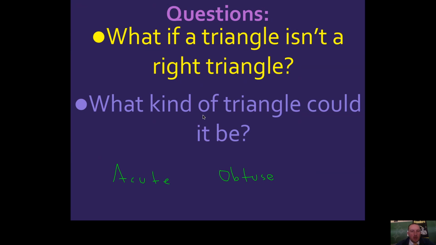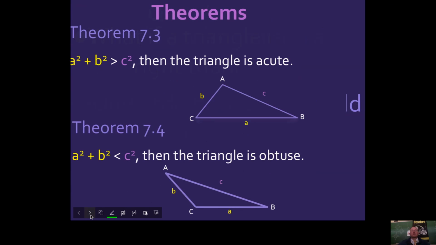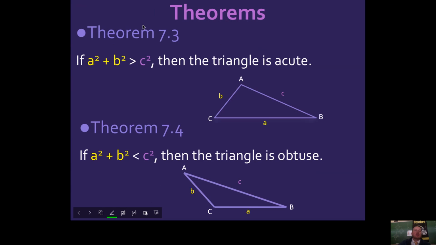So if you answered no to any of those previous problems, is this a right triangle? No, it's not. Well, then now I'm going to ask you, what kind of triangle is it? Is it acute or is it obtuse? How do you know the difference? Well, these two theorems tell you. Theorem 7.3 tells you that if the sum of the legs squared is bigger than the hypotenuse squared, then the triangle is acute. So if your left side is bigger than your right side, the triangle is acute.